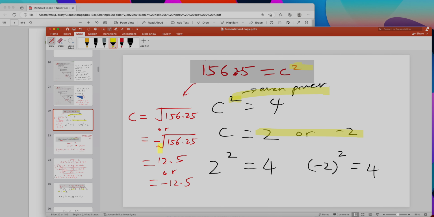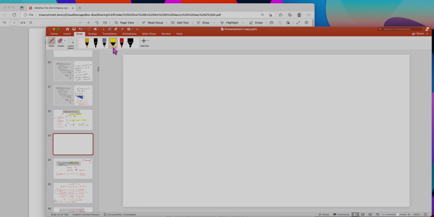Let me demonstrate to you one more time, then you will not miss out the negative. So next time if I write this, I have to write the negative out. Later I'm going to show you how to accept or reject the negative 2. So let's say you have C to the power 4 is equal to 16. What's this power, odd or even? Even. So it's even power, so you better write down, you should have 2 answers.